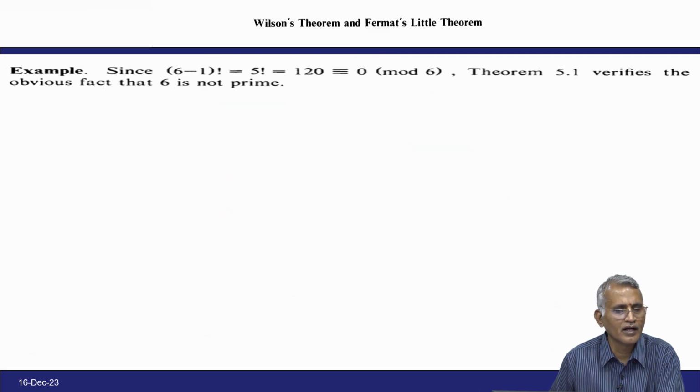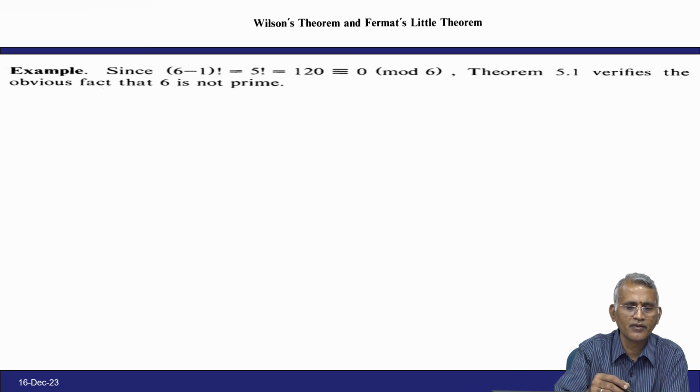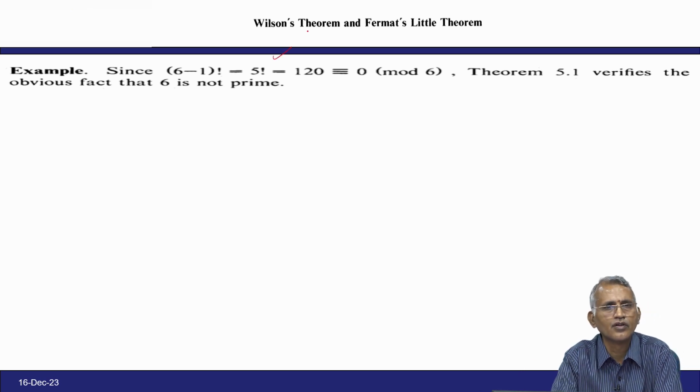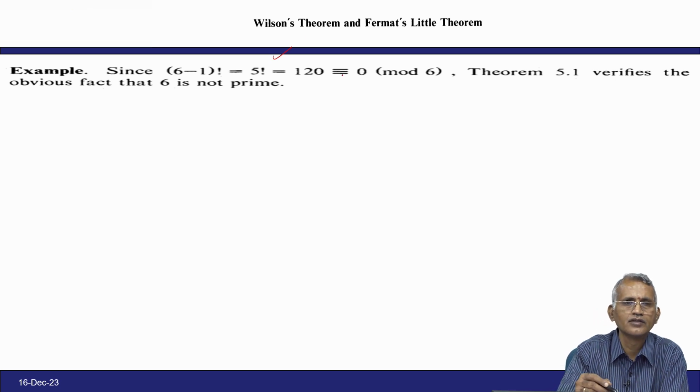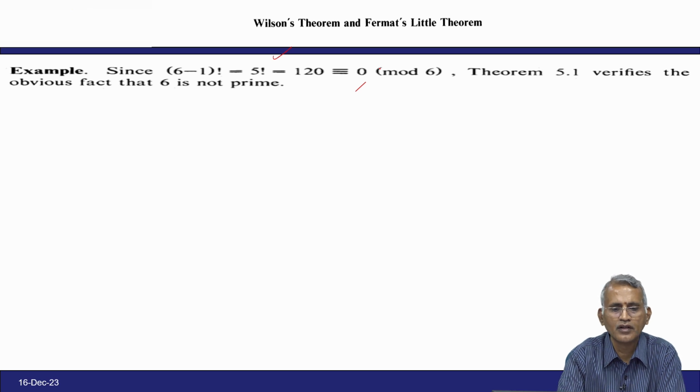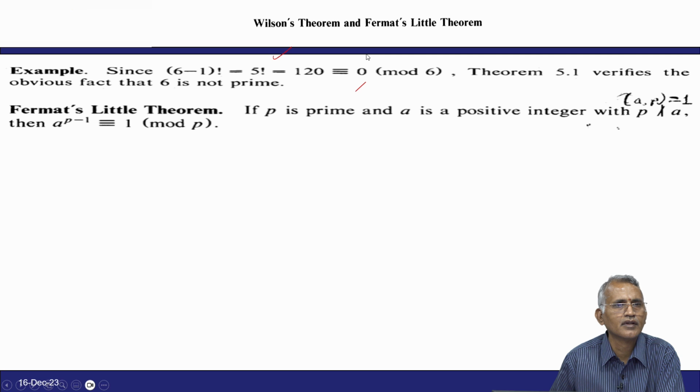Now, we have an example: 6 minus 1 factorial is nothing but 5 factorial, which is equal to 120. 120 modulo 6 has no remainder; it is 0. Therefore, this theorem verifies the fact that 6 is not a prime. Next, we are going to discuss Fermat's Little theorem.